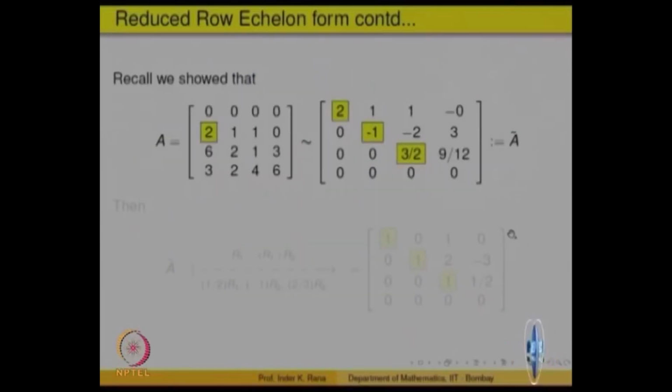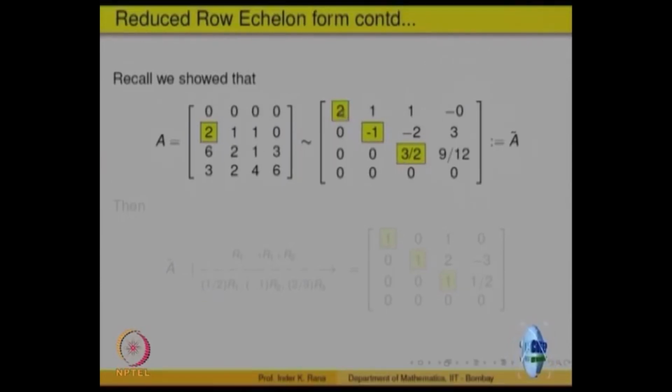So, let us look at an example. Remember, just now, at the beginning of the lecture, we looked at the matrix and said this is the echelon form of the matrix. So, in the echelon form, here is a pivot 2, here is a pivot minus 1, here is a pivot 3 by 2, right. There are 3 pivots, in columns P1, P2, P3, okay. These are the pivots. I want to change it to reduced row echelon form.